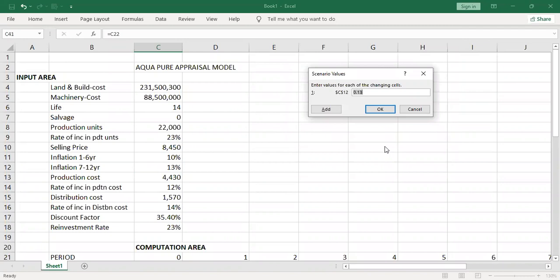Now enter values for each of the changing cells. The inflation rate is changing from 13, because initially it is 13. Now we want to see what happens if it is 10%. So enter the values for each of the changing cells, then type 10%.